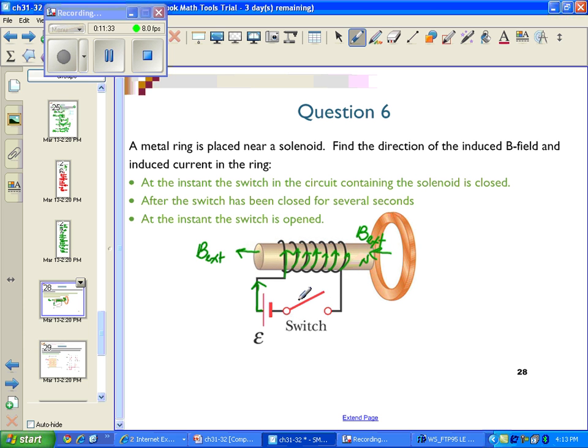Now, they've shown that the switch is open to start with, which of course means that there will be no current flowing through the solenoid and therefore no external magnetic field. But they ask us to determine the direction of the induced magnetic field and the induced current in the ring in the following situations. First, at the instant that the switch in the circuit is closed.